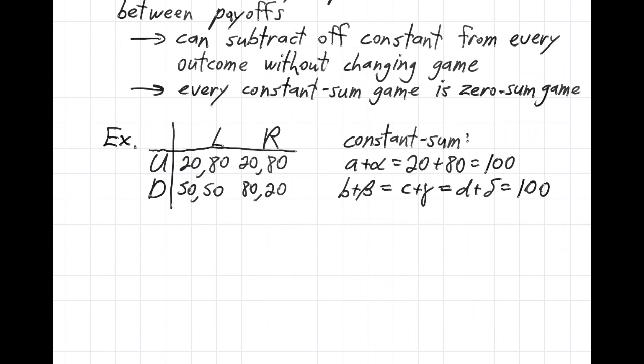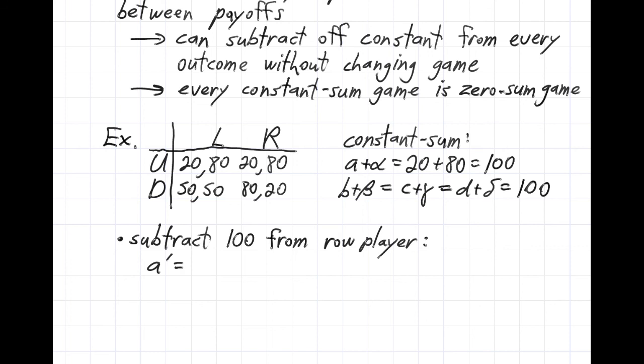So because of what we just said, that we can subtract off a constant from every outcome without changing the game, let's subtract 100 from the row player. And we have to do the same in every outcome. So let's say we have a new A prime after doing that, and that's equal to A minus 100. And we have a new B prime, and so on.